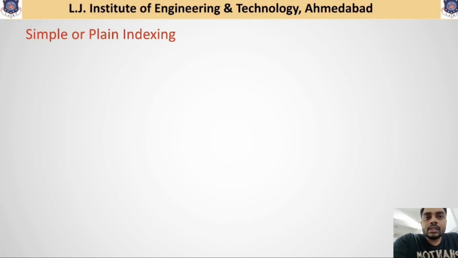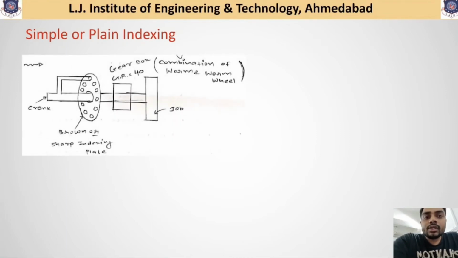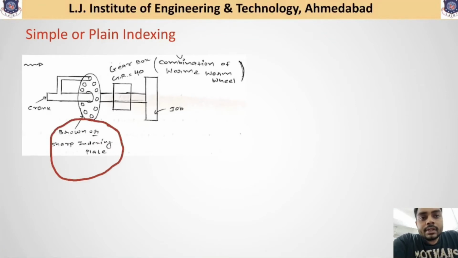So in this simple or plain indexing method, the universal dividing head will be used, and for this the figure will be similar to that of the universal dividing head. As you can see in this figure, there is a brown or sharp indexing plate available, and these brown and sharp indexing plates are available in 3 different sets that we have studied in our previous lecture. Similarly, this indexing plate has a crank and crank pin which connects the indexing plate and finally our workpiece.